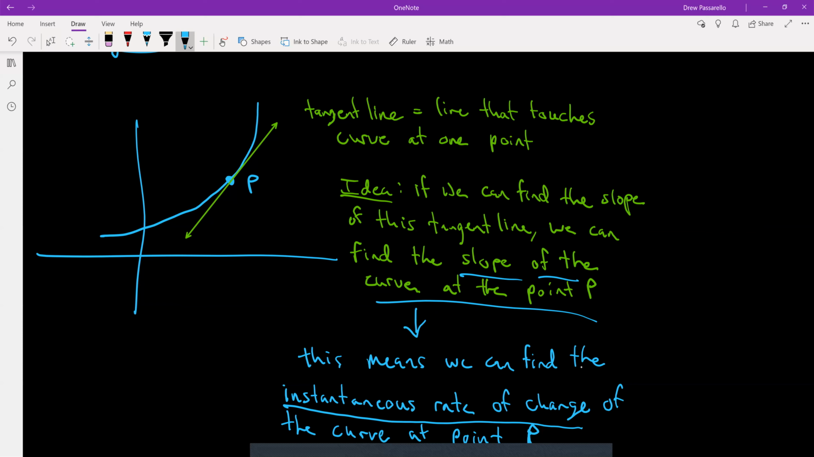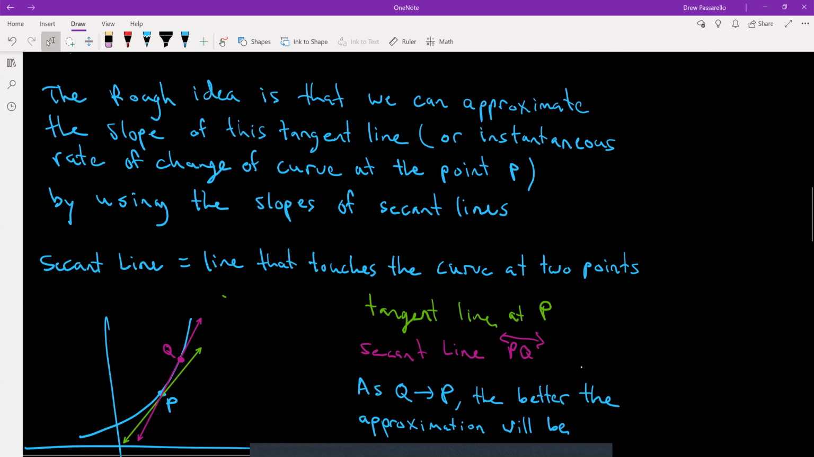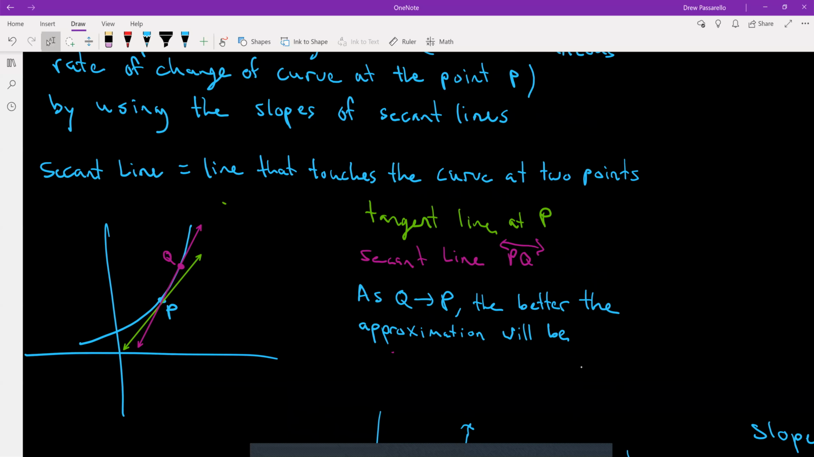of P on the curve. But since the tangent line only touches the curve at 1 point, and we want to find the slope of that tangent line, we have to have 2 points in order to find slope. So that's where we use secant lines. And a secant line is just a line that touches the curve at 2 points. And you can find the slope of that secant line since you have 2 points, and you can just plug it in the formula for slope.